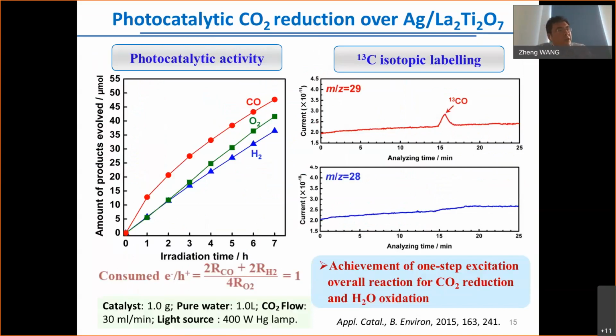Photocatalytic conversion of carbon dioxide with water was carried out using the silver modified lanthanum titanium oxide. The gas products, carbon monoxide, hydrogen, and oxygen, were evolved in a stoichiometric ratio. That is, the number of electrons consumed by the formation of carbon monoxide and hydrogen was equal to the number of holes used for oxygen production. This means water functioned as the electron donor for the carbon dioxide reduction.